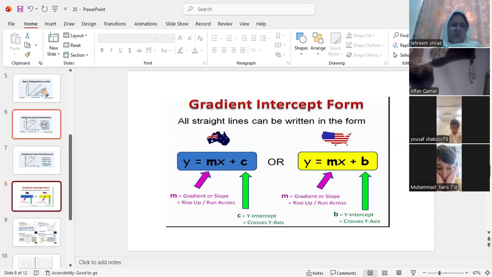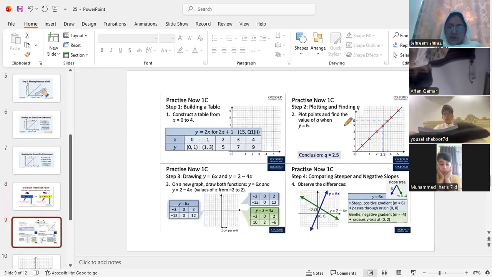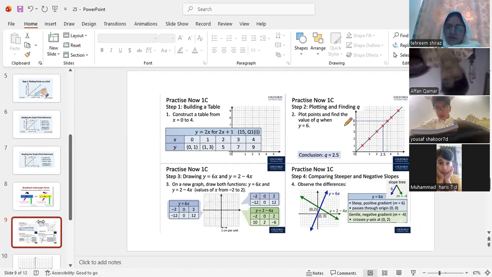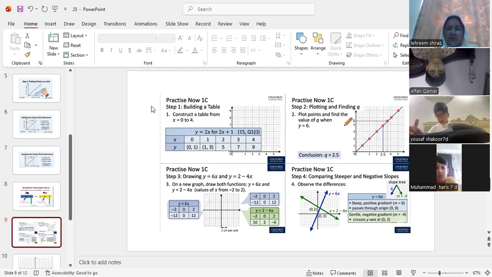Okay. Now, I request you all to please open your books, page number 15, practice now 1C. Question number 1, I am going to read the question. The question is: on a sheet of graph paper, using a scale of 1 centimeter to represent 1 unit on the x-axis and 1 centimeter to represent 1 unit on the y-axis. This is the whole information for plotting the points on the graph, right?